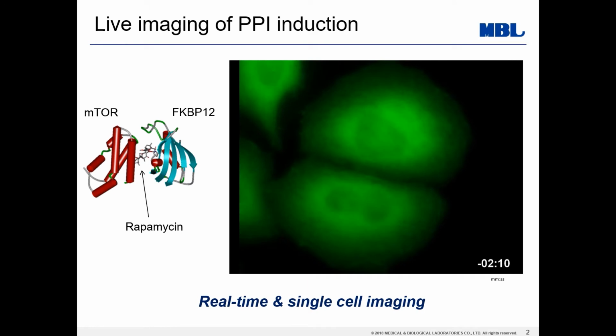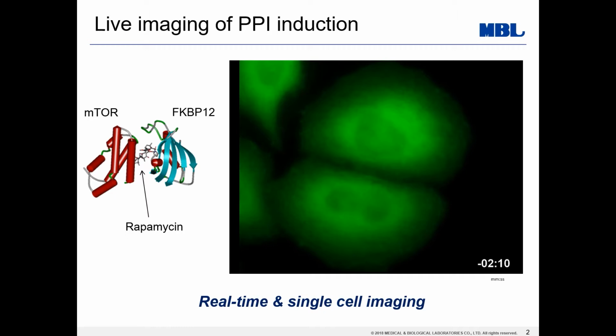To begin with the introduction of Fluoppi technology, let's take a look at the movie first and learn what Fluoppi technology is like. Fluoppi can visualize the presence of PPI by forming fluorescent punctum. In this movie, mTOR and FKBP12 interaction is induced by addition of rapamycin. Now let's see the movie.